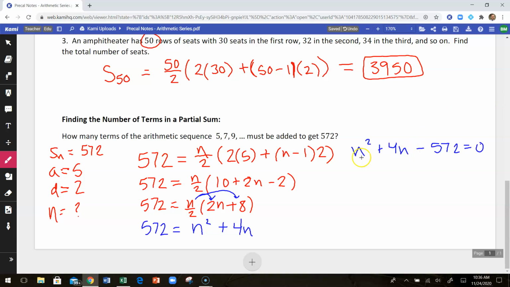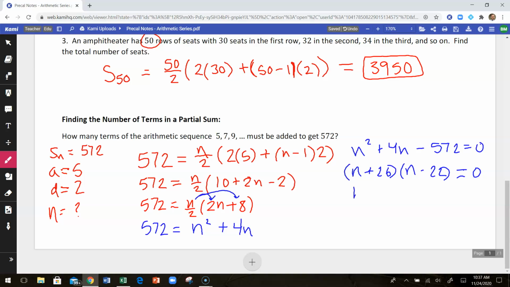You shouldn't need to use the quadratic formula. You could, but you should think, hey, I'm trying to find n. N is the number of terms I need to add together. N is going to be a whole number, right? It's not going to be some weird number that I'm going to get from the quadratic formula where I have like an irrational number. That's not going to make sense, right? So I should be able to factor this. So I need to think about what would multiply to negative 572 and add to positive 4. And that's going to be positive 26 and negative 22.